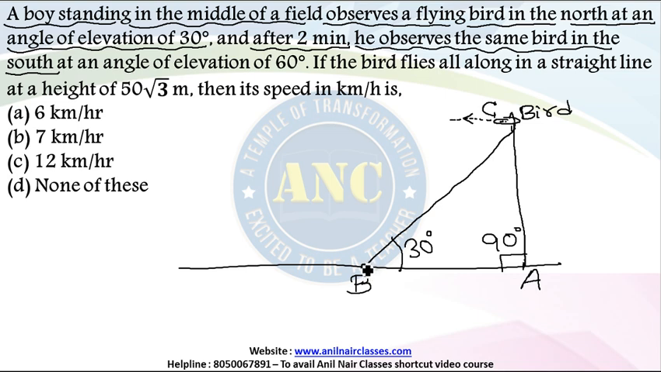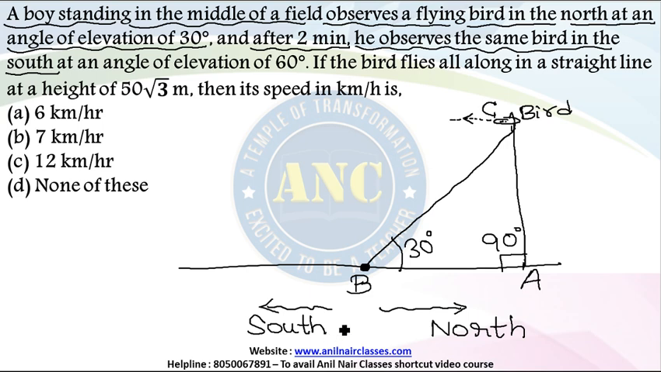For the boy, if the right side is the north direction, then definitely for the boy, the left side should be the south direction, because north and south are opposite to each other. I hope it is clear. If the right side of the boy is north, then the left side of the boy should be south. And it is given in the question that he observed the same bird in the south. That means from north the bird is coming like this to the south. South is nothing but the left side of the boy.